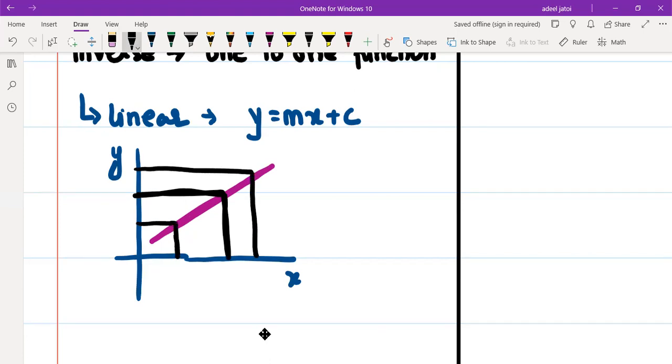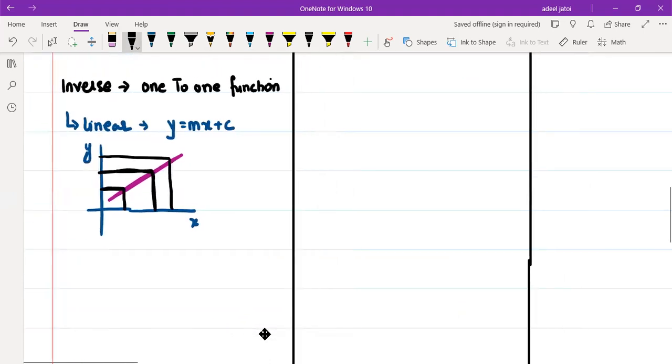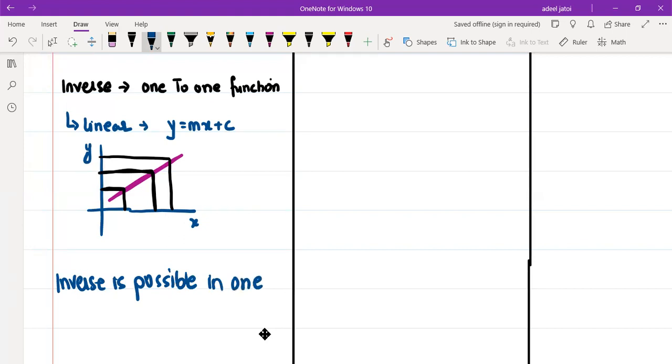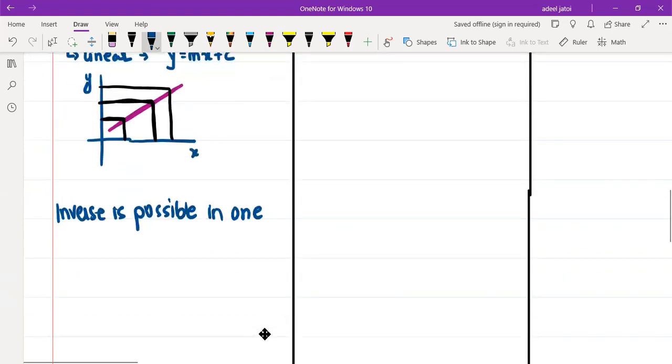So whenever there is a 1-to-1 function, inverse is possible. Inverse is possible in 1-to-1 function only, which you can always get through the linear function.